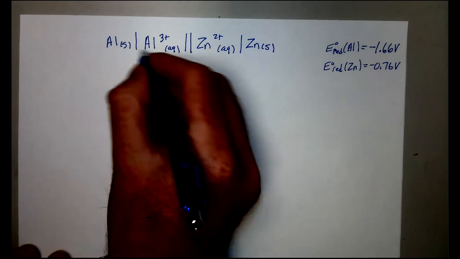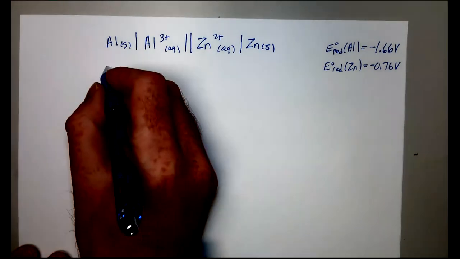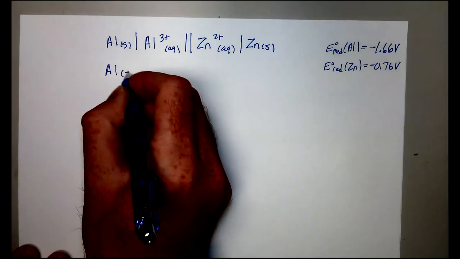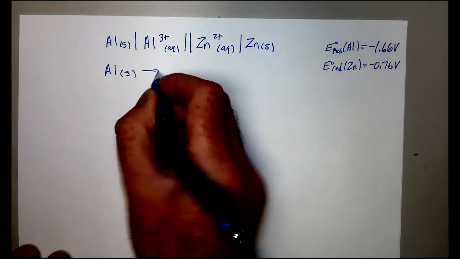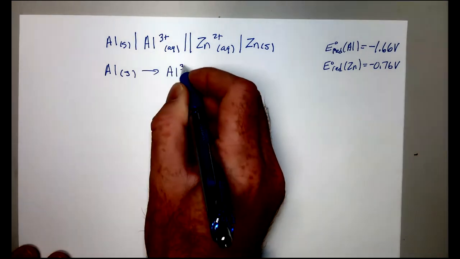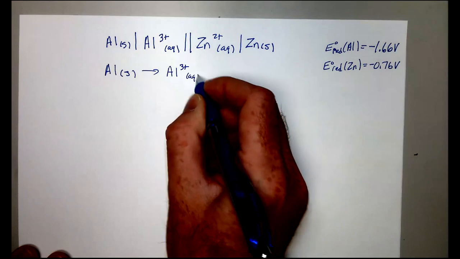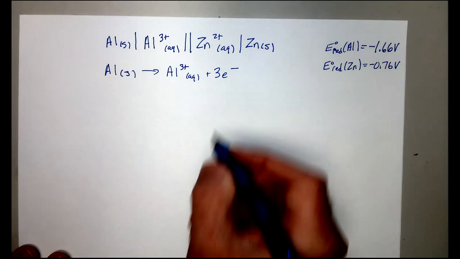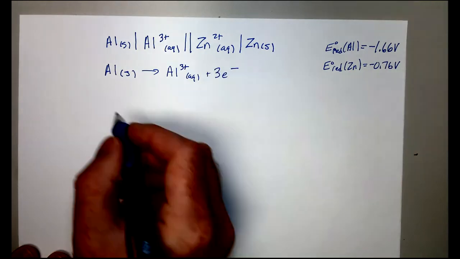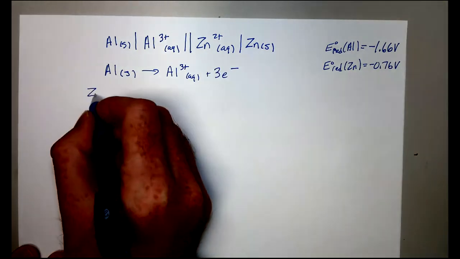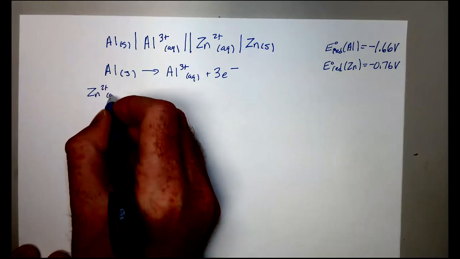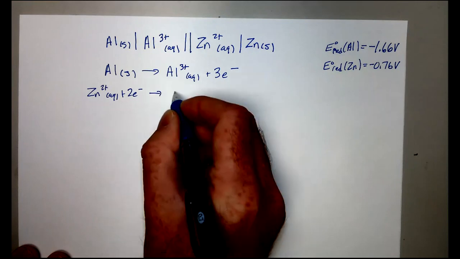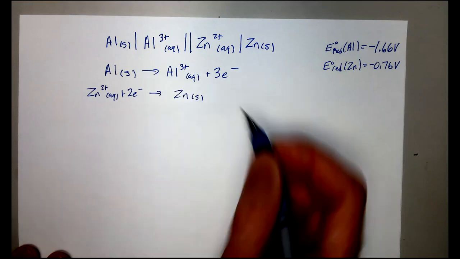So if this is my anode, we're going to write it as an oxidation. So Al solid reacts to form Al3+ aqueous plus 3 electrons. The zinc's written as the cathode, so it's the reduction. So we're going to say Zn2+ aqueous plus 2 electrons forms Zn solid. So that's the anode, the cathode.